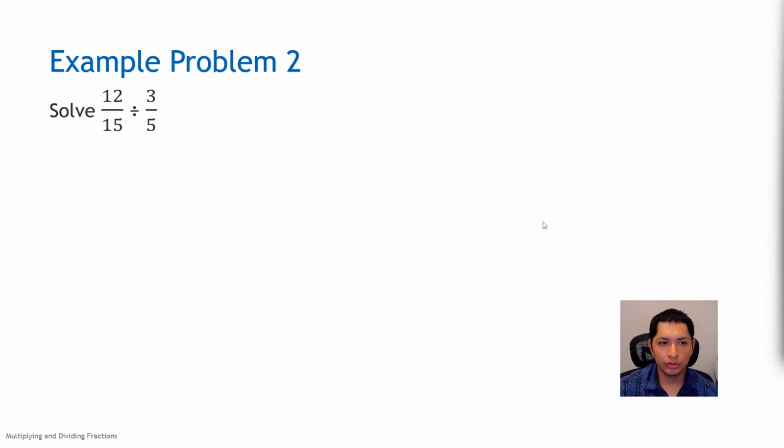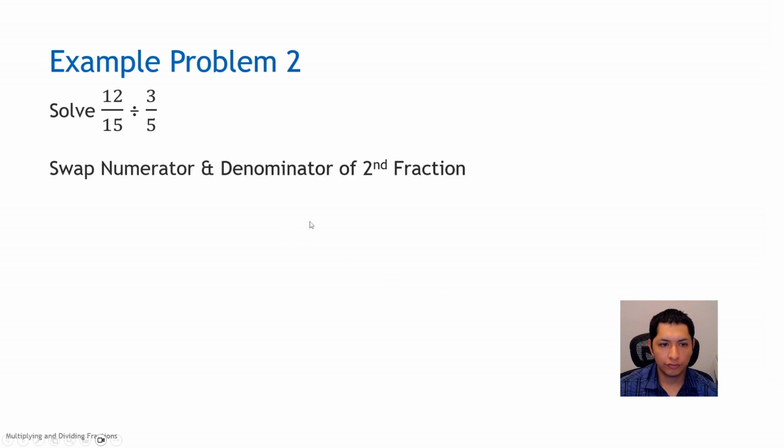Example problem 2, solve 12 over 15 divided by 3 over 5. If you'll notice, I used the same fractions as the previous problem, but now we are dividing them. So let's see how that changes the answer. First, you will swap the numerator and denominator of the second fraction. So 3 over 5, the fraction terms get swapped with each other, and the new fraction looks like 5 over 3.